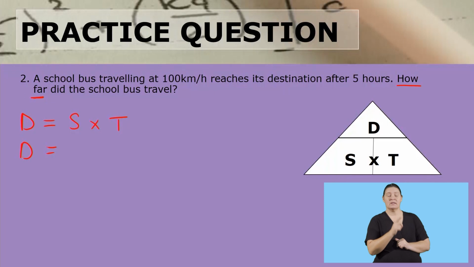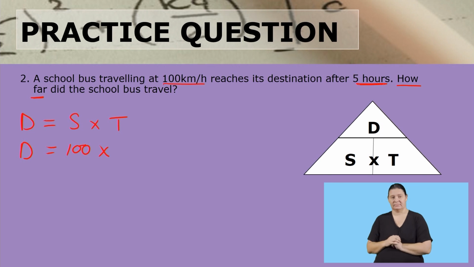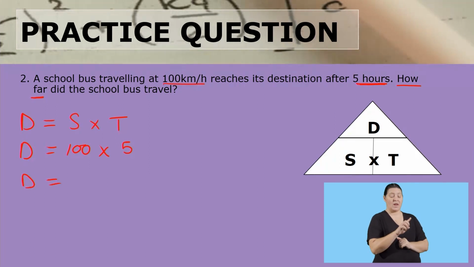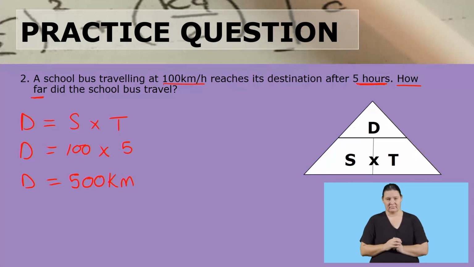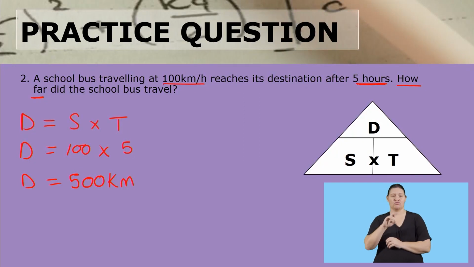When we look at the information that we've been given, we have been given a speed of 100 kilometers per hour, and we are multiplying that by the time, which is our 5 hours. When you say 100 multiplied by 5, that will give you an answer of 500, and that is going to be in kilometers. And when we look at the rate for this scenario, our rate is that every hour this bus was traveling for 100 kilometers. So our rate is 100 kilometers per hour.